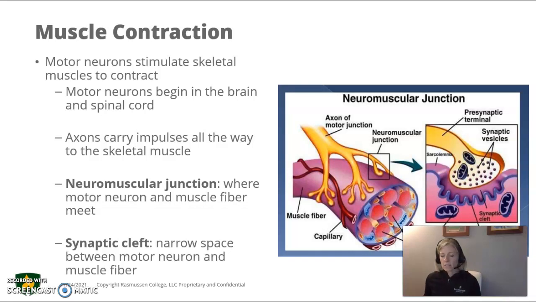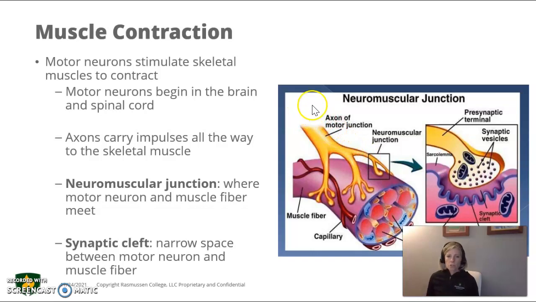All right, let's talk a little bit more about how this message gets from the neuron to that muscle. We know that the neuron carries the message telling the muscle how to contract, but how does that message get from the neuron to the muscle? Remember, that message is called the action potential. It's an electrical message that carries the message from the neuron to that muscle fiber.